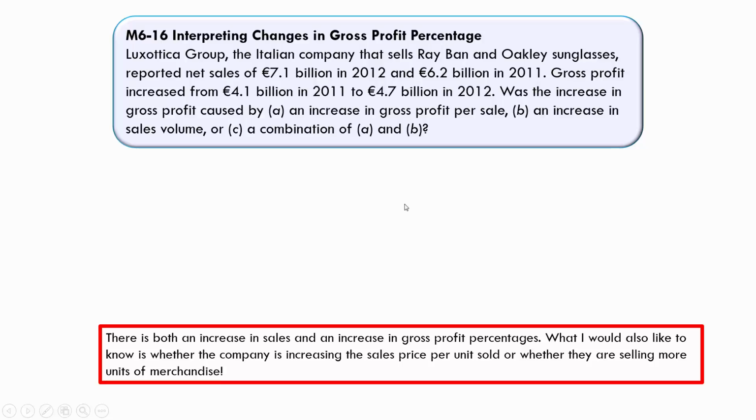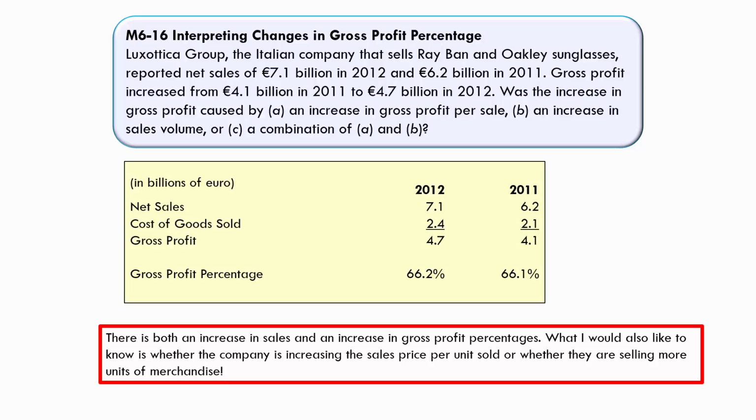When I do the calculations, I find that there's both an increase in sales and an increase in gross profit percentages. I would really like to know, are they selling more merchandise in units, or is it the selling price of each unit that's changing? But here are the calculations.